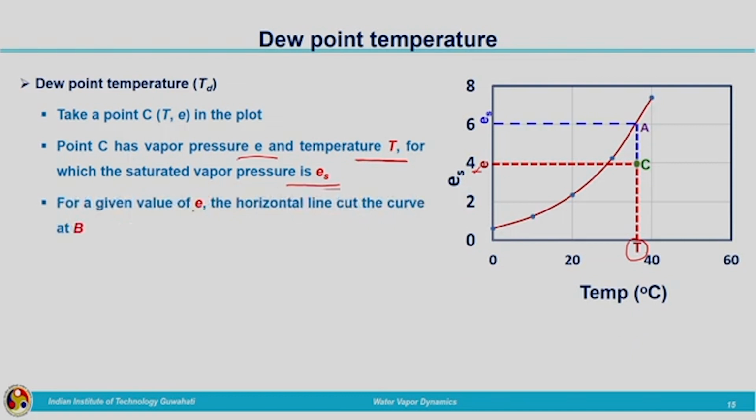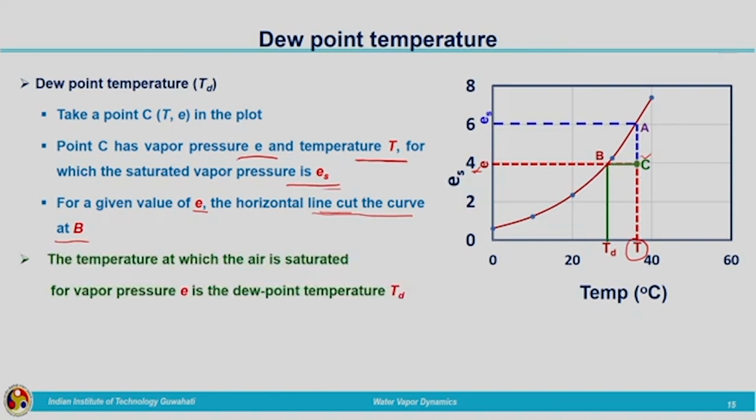That is, for a given value of E, the horizontal line cuts the curve at B. And when we drop a line from that point B, we get a temperature, that is TD, the dew point temperature. That is the temperature at which air is saturated. For vapor pressure E, it is the dew point temperature TD. You can look at the figure. We initially had a point C, and corresponding to that point C we had a temperature T and E. If the temperature is T, we have a vapor pressure E.